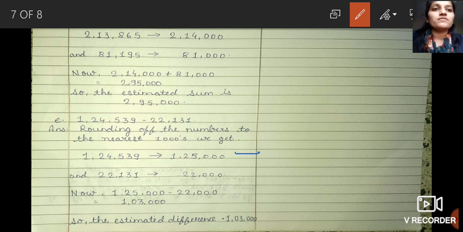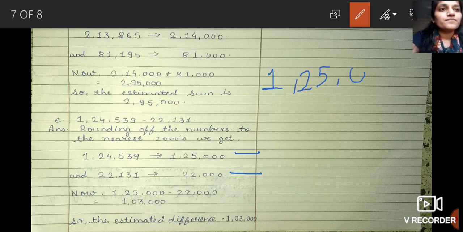1,24,000, here we can see 1,24,539 will become 1,25,000. Okay, we are rounding off them to the nearest thousands like this. So what we are going to do now, we are going to minus, like this. First of all, bigger number, 1,25,000 minus 22,000.